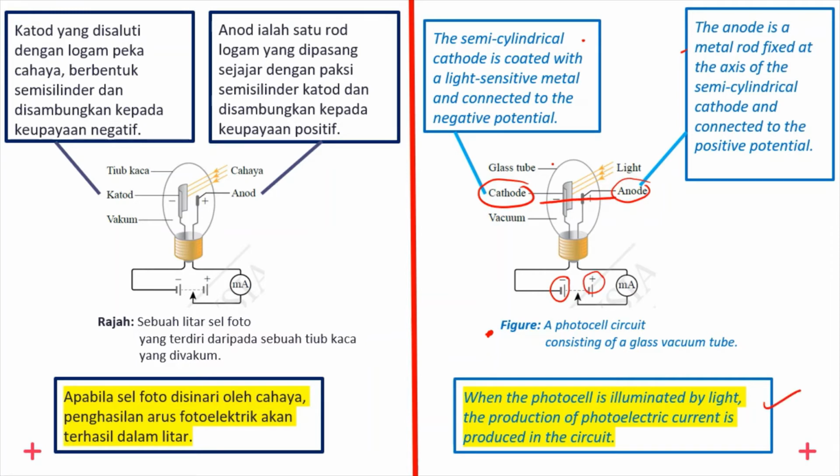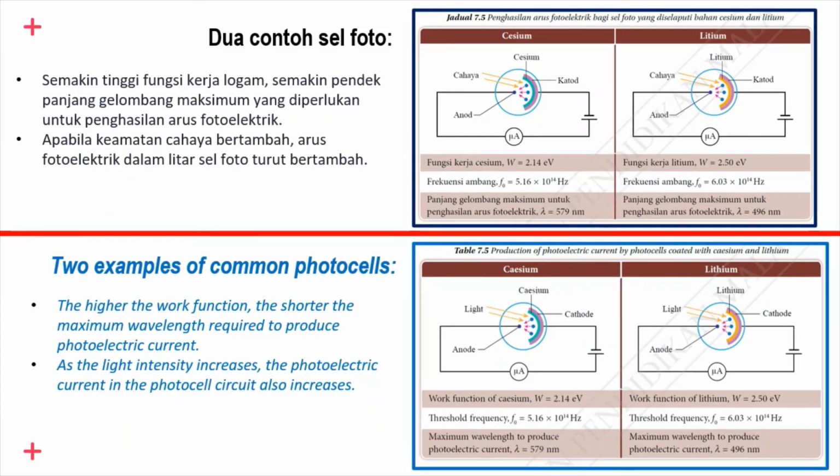When this photocell is illuminated by light, photoelectric current is produced in the circuit. These are two examples of common photocells, cesium and lithium. From the values, we can see that the higher the work function, the shorter the maximum wavelength required to produce photoelectric current. As the light intensity increases, the photoelectric current in the photocell circuit also increases.